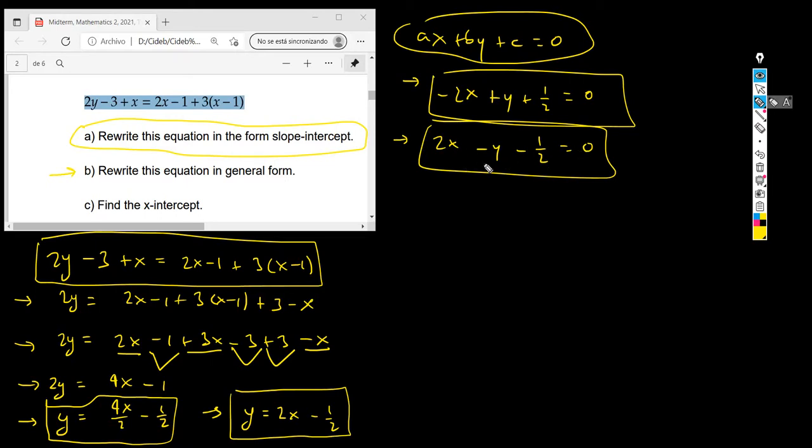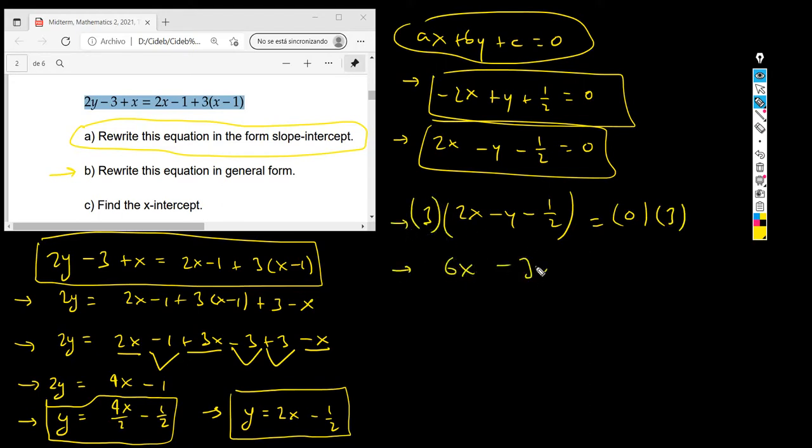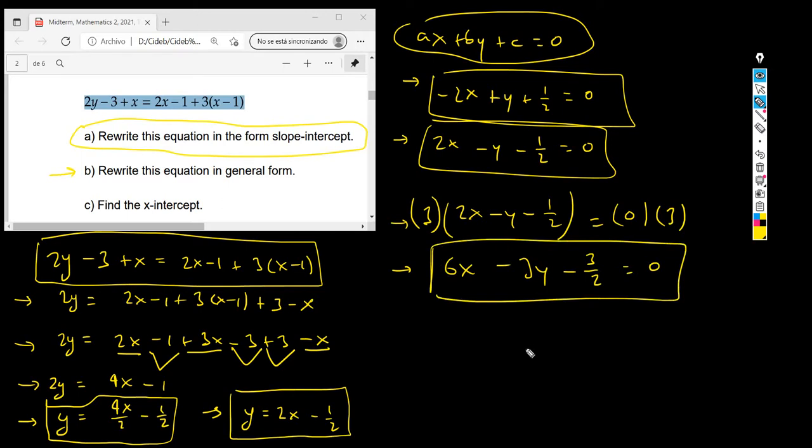For example, take a look at this. Let me multiply by 3 on both sides. I'm going to pick both sides and multiply by 3. Why? Because I want to. Because it's perfectly valid, right? And I'm going to have 6x minus 3y minus 3 halves equals 0. Take a look at this. Is this equation looking in the general form? Yes, absolutely. So this also classifies as the general form. Either this or this or this, or any other equation that you can get doing the same process, multiplying both sides by a given constant. It would work perfectly okay.